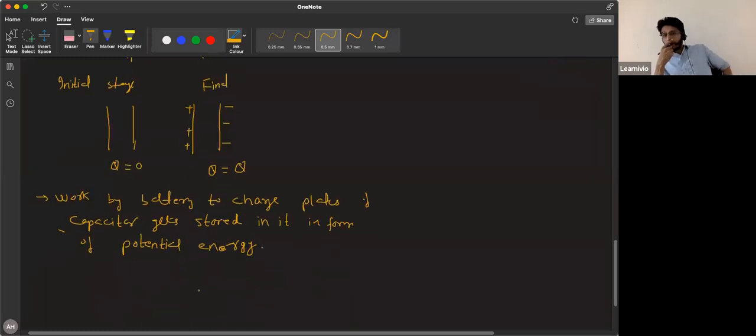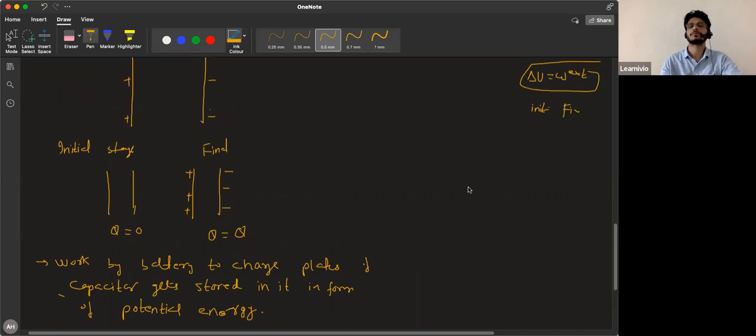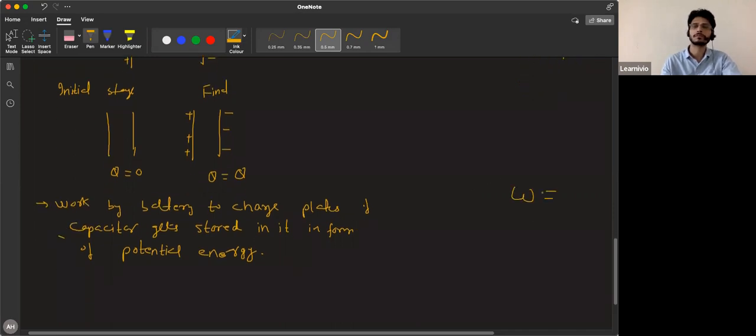Now we have to calculate work done. So to calculate work done, we need a mathematical relation. How do we calculate work done in electrostatics? Yes, how do we calculate? You again switched off your mics. Please switch on your mics. Any formula to calculate work done? Open question to all. How do we calculate work done?